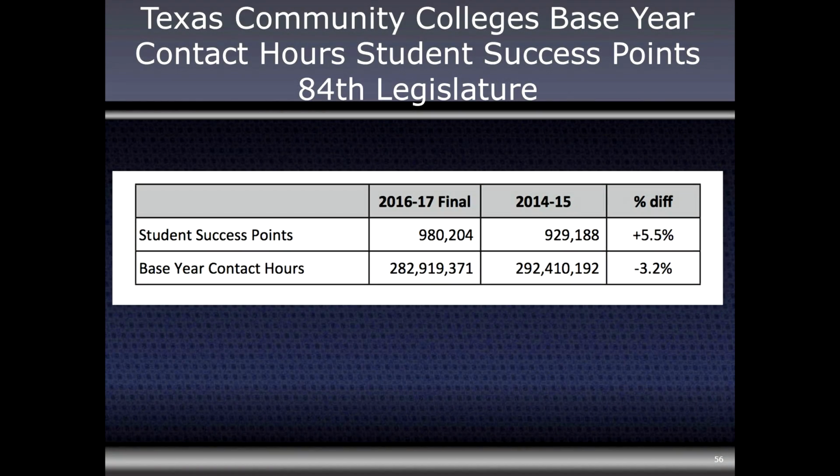This just gives you a total, so you can see the student success points being earned across the state, around 980,000, and then the base year contact hours, again, being earned. And if you try to put that into perspective, out of that $283 million, or 83 million contact hours being generated, San Jac generates about 900,000. And then on our student success points, it's around 41,000 that we're generating out of that. And so you can start trying to figure out how your college breaks down with that.